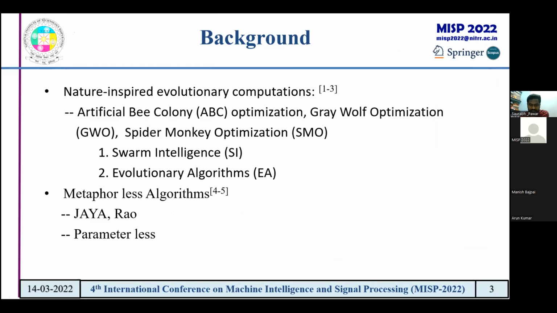These insect-based or animal-based algorithms all come under swarm intelligence optimization, which is a branch of artificial intelligence. The evolutionary algorithms mostly include algorithms with population-based criteria. There is one more category called metaphor-less algorithms, which do not use any animal or insect-based metaphor. These include the Jaya algorithm and the Rao algorithm. These are parameter-less algorithms, which do not need any parameter tuning before use.